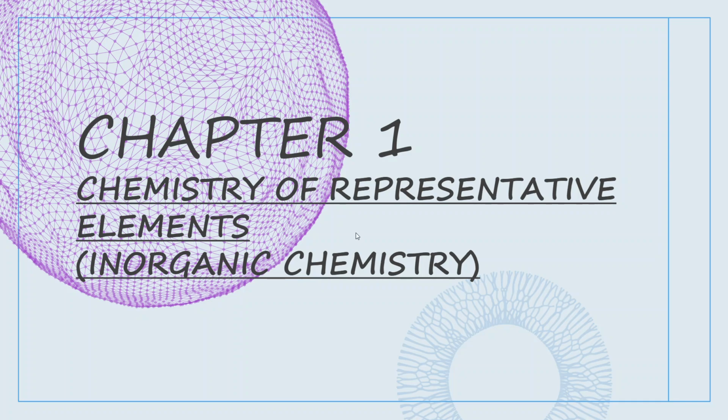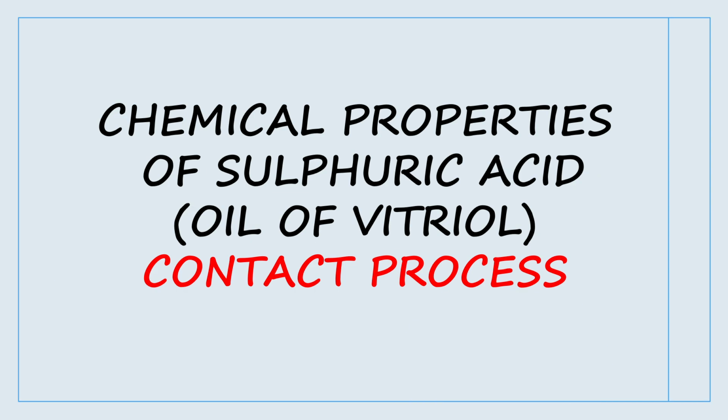This is chapter number 1, Chemistry of Representative Elements, that is part of Inorganic Chemistry. Today we will study the chemical properties of sulfuric acid, that is in continuation with the contact process. I told you in the previous video that you get the question in your descriptive in which you are also asked to write about the chemical properties.